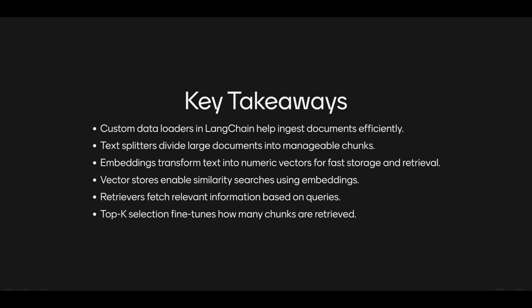Let's summarize what we have learned today. Custom data loader in LangChain helps to ingest the document efficiently. Text splitter divides the large documents into manageable chunks. Embeddings transform the text into numerical vectors for fast storage and retrieval. Vector stores enable similarity search using the embeddings, and the retrievers fetch the relevant information based on the queries and can integrate with the vector stores. Then top k selection fine-tunes how many chunks are retrieved for answering a query. With these tools, you can now implement RAG techniques in your own project.